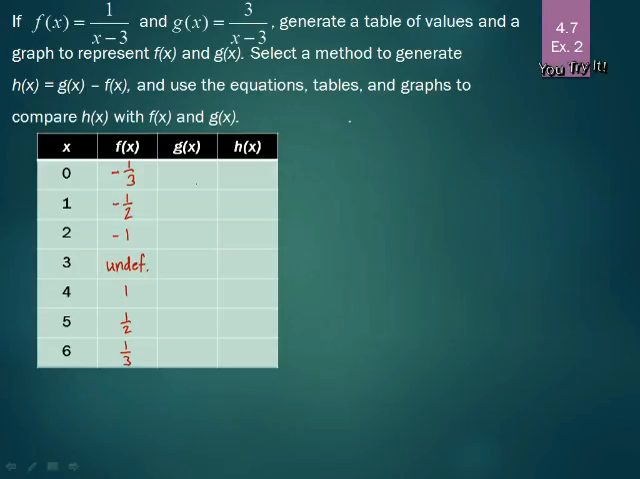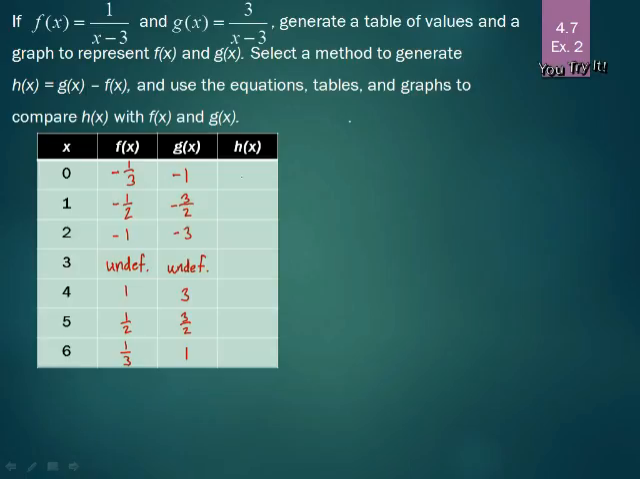And then for g of x, similarly, we have 3 divided by 0 minus 3, which is negative 3. So 3 divided by negative 3 is negative 1. And then with the same thing, I'll fill in the rest of the values. Okay, so we see that now we have both of the values.